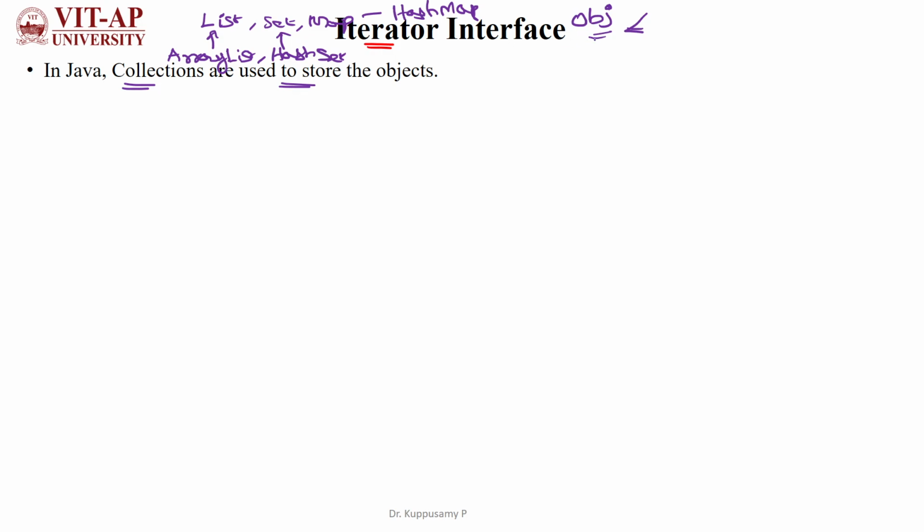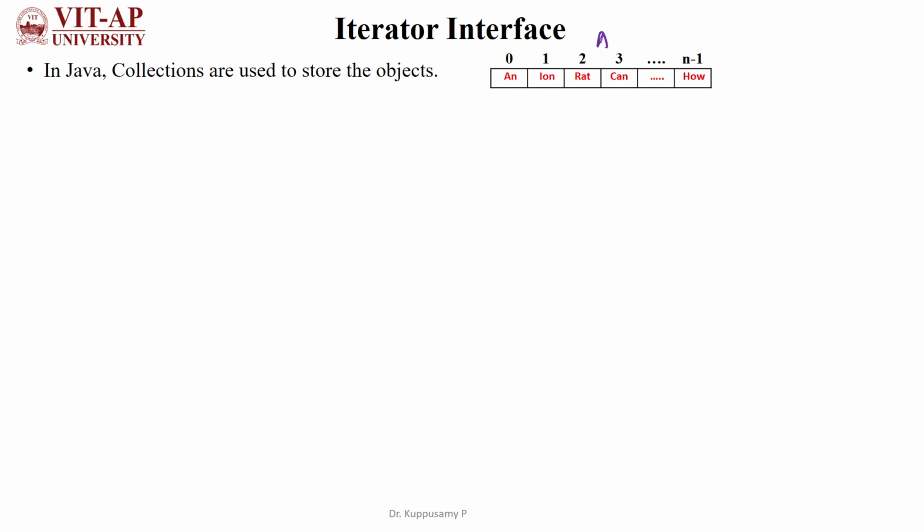After storing the elements in the structure, the user wants to access those elements stored in these class structures. For that, we use the Iterator interface to access those elements one by one. For example, here an ArrayList is created with size n. Here the elements are stored at their indexes. Suppose the user wants to access these elements, then we need some control. The control will access the first element.